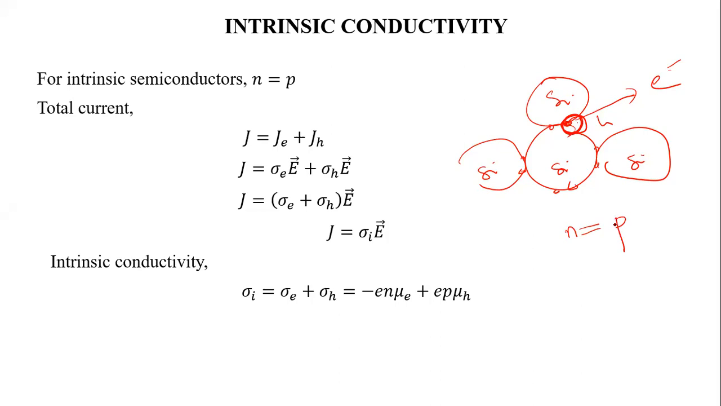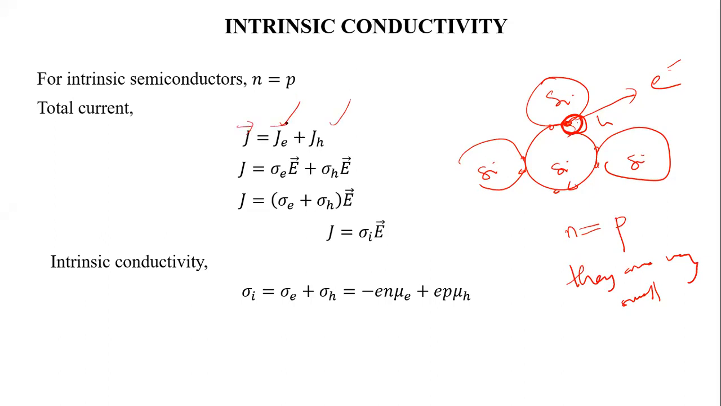And this quantity is very small. So in intrinsic semiconductors, the amount of free electrons and the amount of holes available due to the thermal energy is usually very small, and they are always equal. So the total current will have to be the current contribution from electrons plus the current contribution from holes.